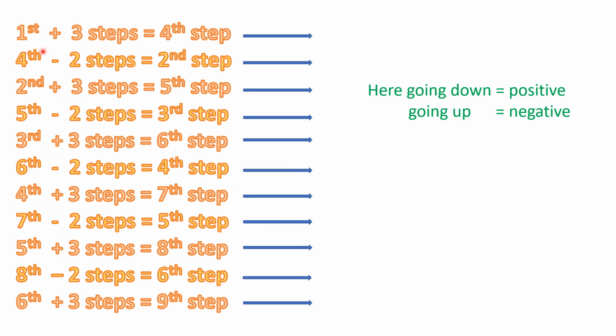So when he was at the first step, he jumped 3 times. So he reaches the 4th step, which is 1 plus 3, 4th step, right? Now from the 4th step, he has to go back up 2 steps, right?